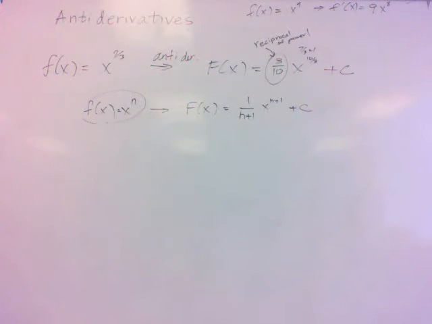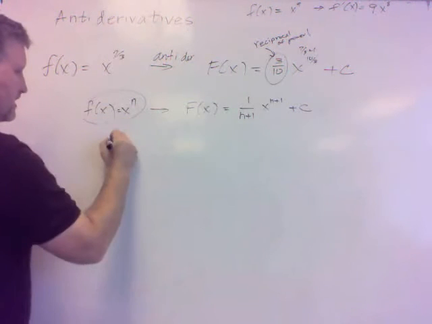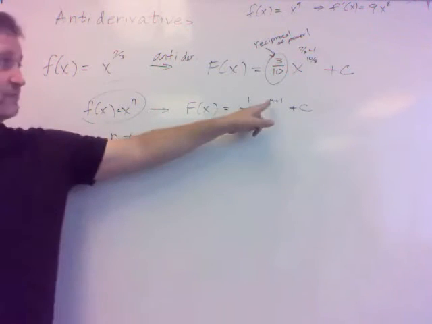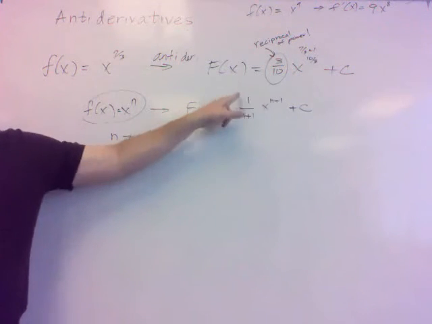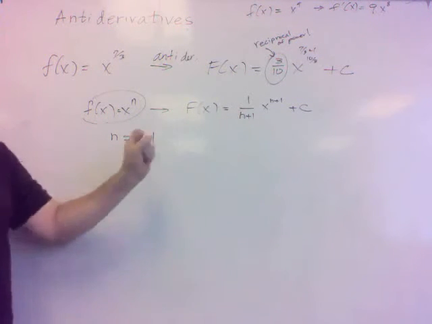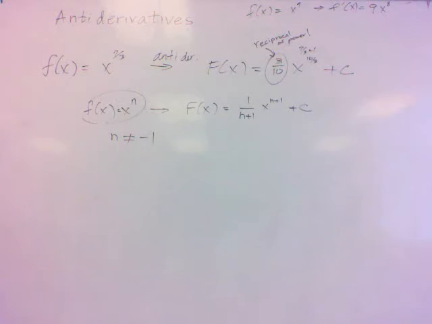For this antiderivative rule to work, n cannot be negative 1. You see why it wouldn't work? It would be because this power would be 0, and so you'd have 1 over 0 here. 1 over 0, that's bad. It's undefined. So you can't use it when the n there is negative 1.